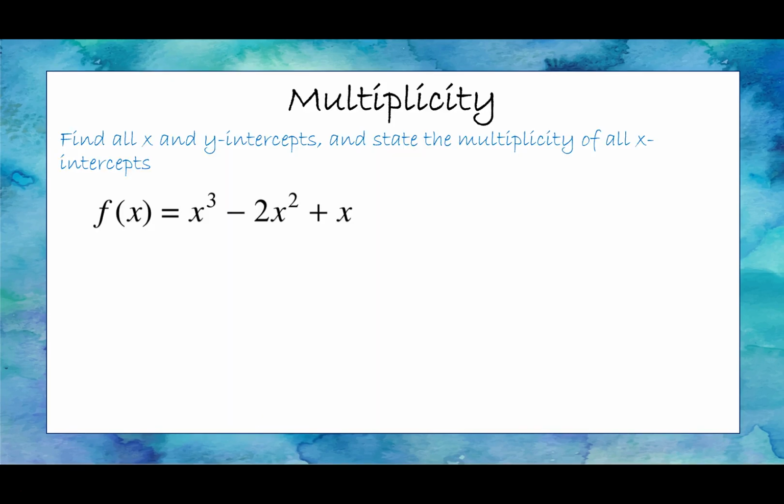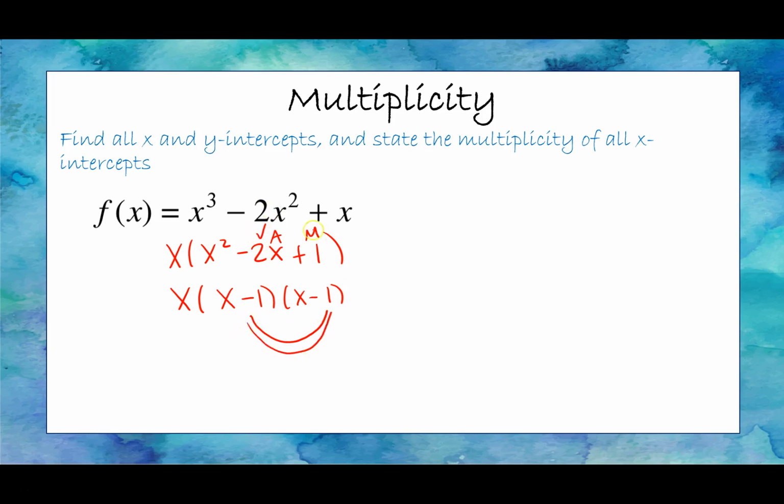So this question asks you to put everything together. It wants you to find all the x and y intercepts, and it wants you to state the multiplicity. So I'm going to go ahead and pull out the x, and I get x squared minus 2x plus 1. I'm going to go ahead and factor that. How do I add to minus 2 but multiply to 1? Well, that would be a minus 1 and a minus 1, because minus 1 plus a minus 1 is this. Minus 1 times a minus 1 is this. And of course, I can rewrite this as x times x minus 1 quantity squared.